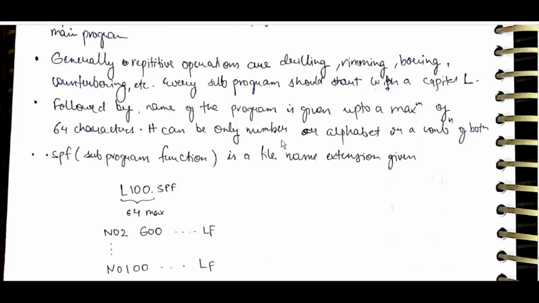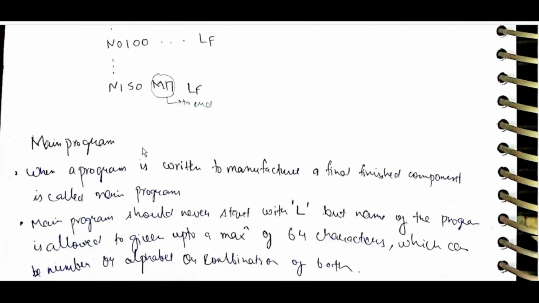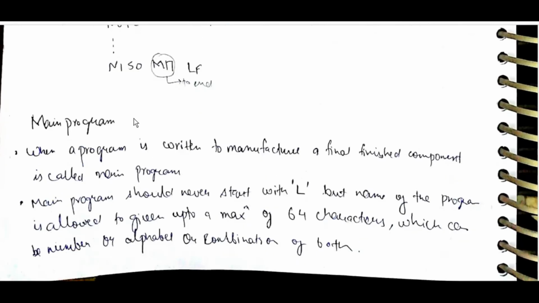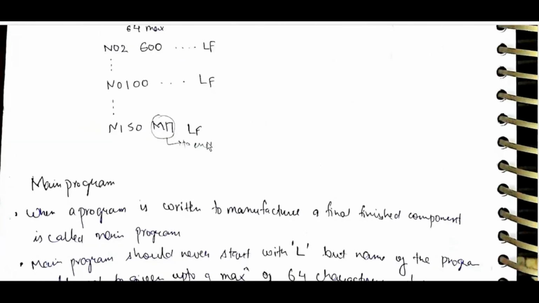It can be only numbers or alphabets or a combination of both. SPF, subprogram function, is the file name extension given. SPF, 64 characters max. M17 is used to end the subprogram.